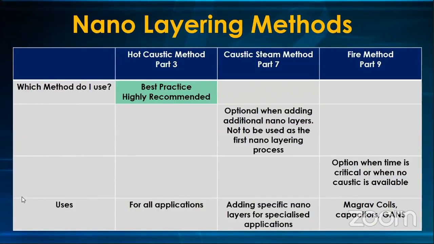You mentioned the hot caustic method is recommended for all applications. And I just want to remind us that Dr. Rodrigo recommended that for food GANs we use the CO2 for that and not the hot caustic method. I don't know if you want to comment about that or not.